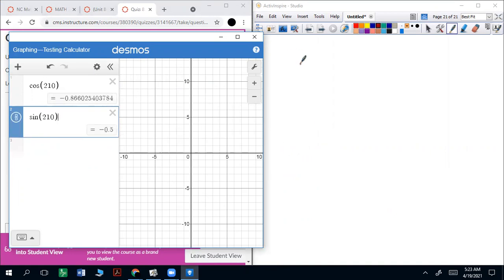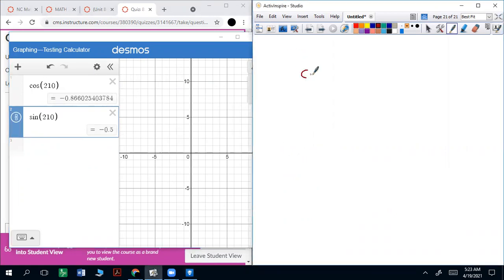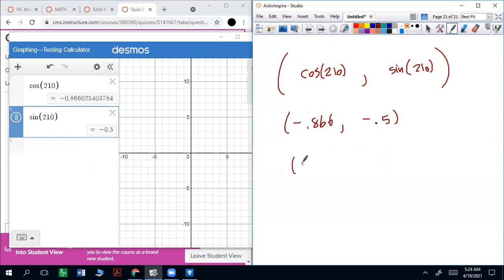All right, so cosine of 210, sine of 210. Negative 0.866 and negative 0.5. So negative square root of 3 over 2 and negative 1/2.